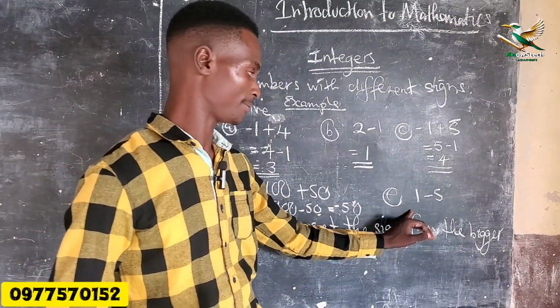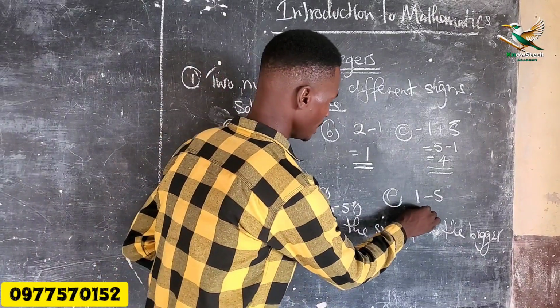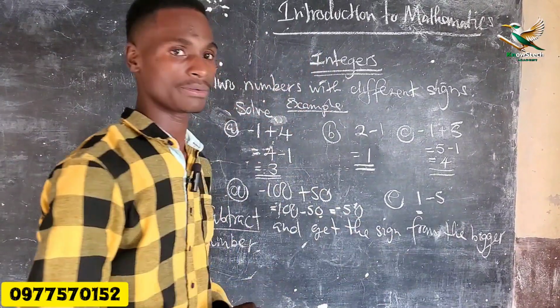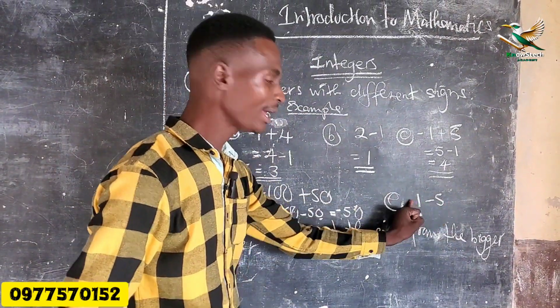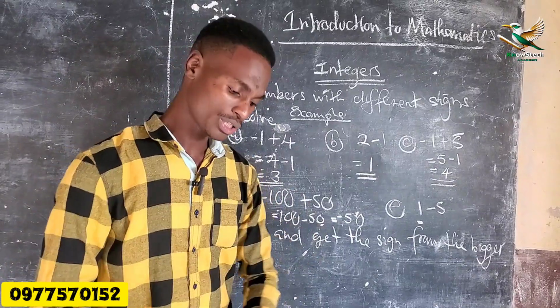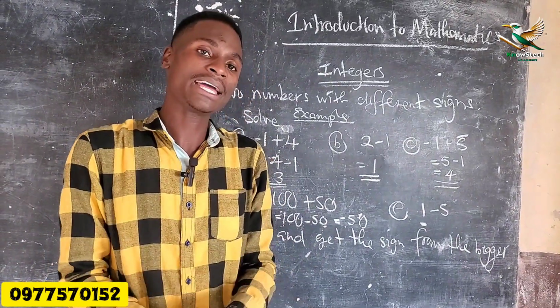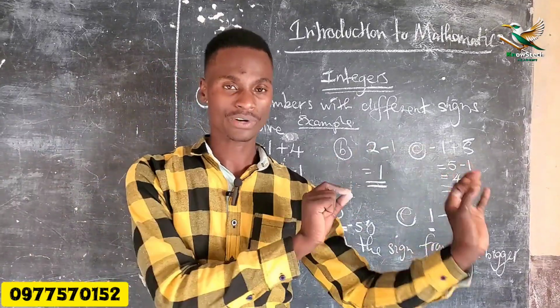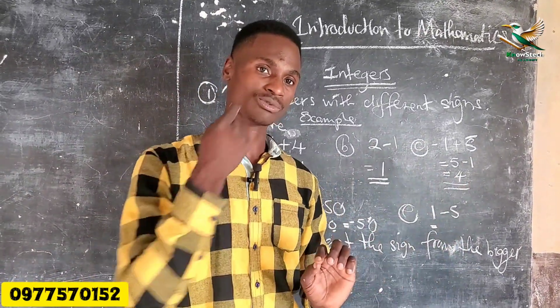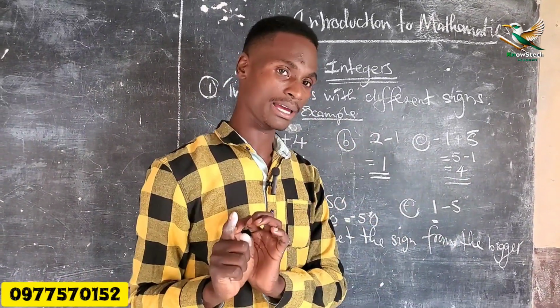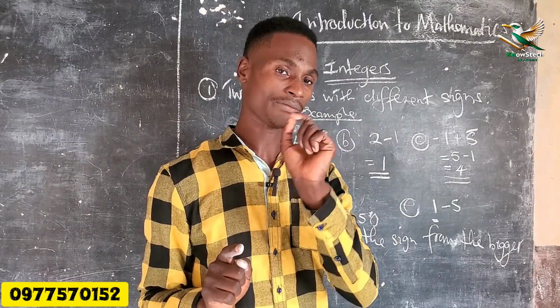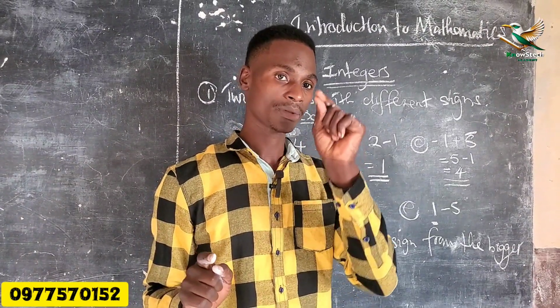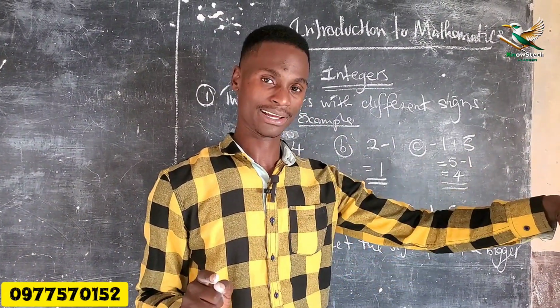Then we have E, my good friends. Look at E. There's 1 minus 5. 1 is positive. So don't jump any step. Apply the rule correctly. First, check if they are of different signs. Then subtract, starting with the bigger number. Then after subtracting, get the sign for your answer from the bigger number. Okay.